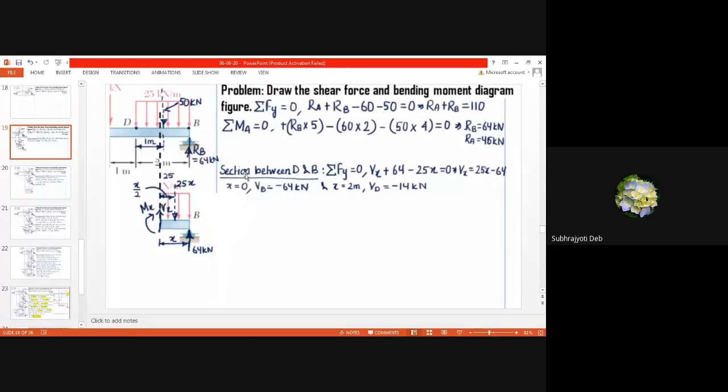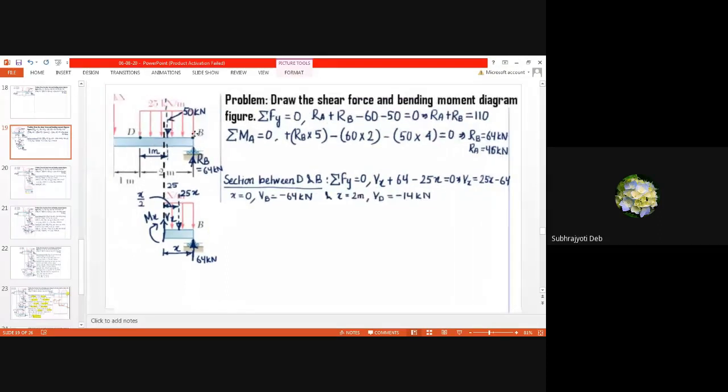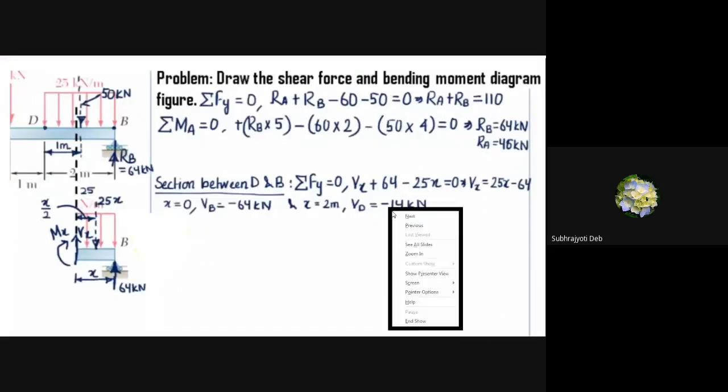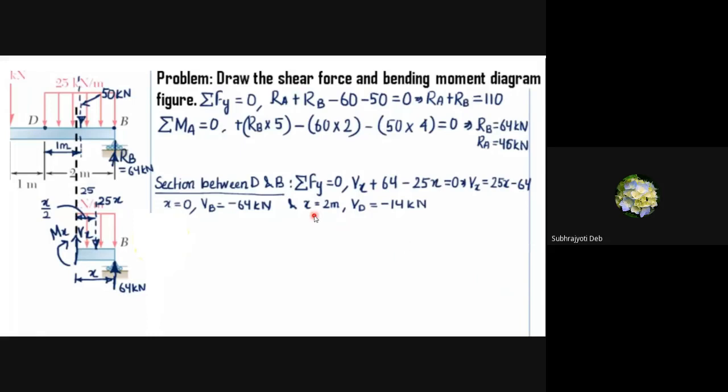Now from the method of section, we are considering this part. We are doing the analysis from the right side, from point B, so the section between D and B. Let me do it in slide mode. I will not admit anyone for now. This is the section.